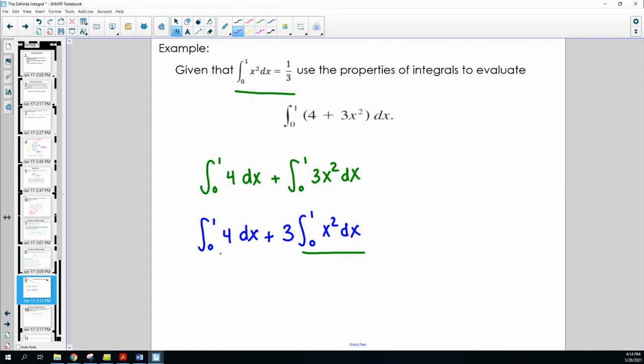Here I have the integral of a constant, and I know from the properties that I'm going to have the constant times the top limit minus the bottom limit. So 1 minus 0. This 3 is on the outside, and we know that this integral is 1/3. So now we have 4 plus 1, and we end up getting 5 as our answer.